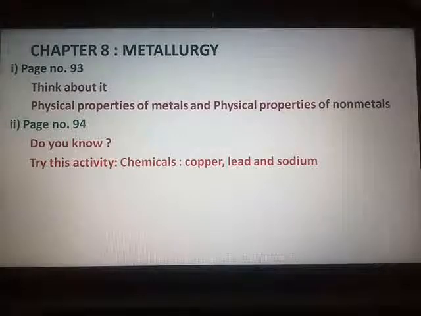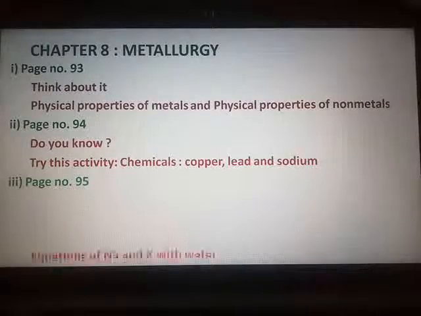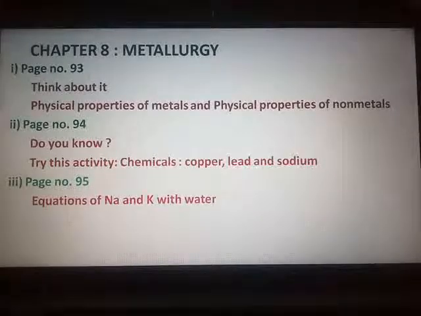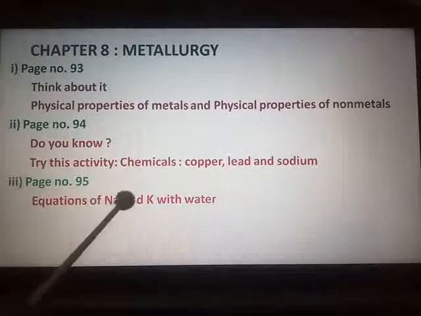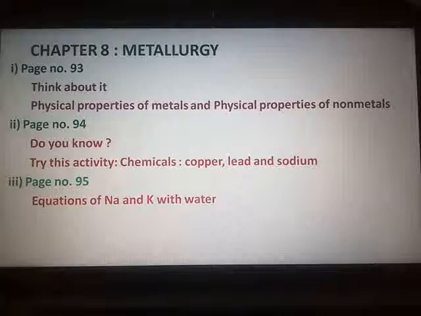Page number 95, on the top of the page you see two reactions. That is sodium and potassium metal when they react rapidly and vigorously with water and liberate hydrogen gas. So both these equations of sodium and potassium with water, you remove from the syllabus. Only the two equations, remaining all the equations on that page you have to study. So page number 95, the very first two lines and both the equations accompanying it you have to remove. Next page, page number 96.